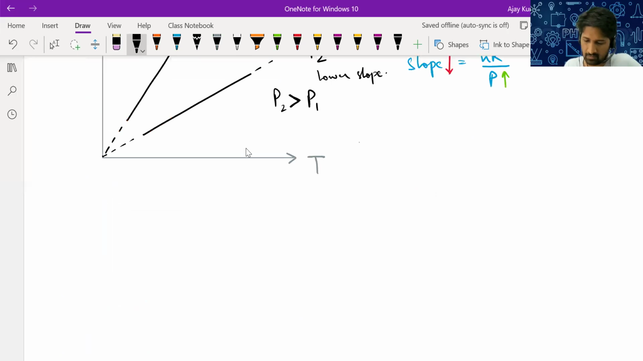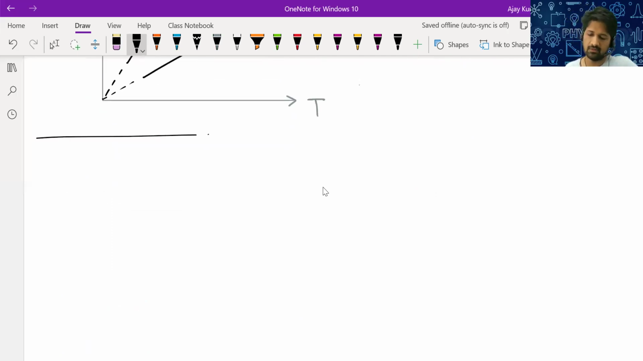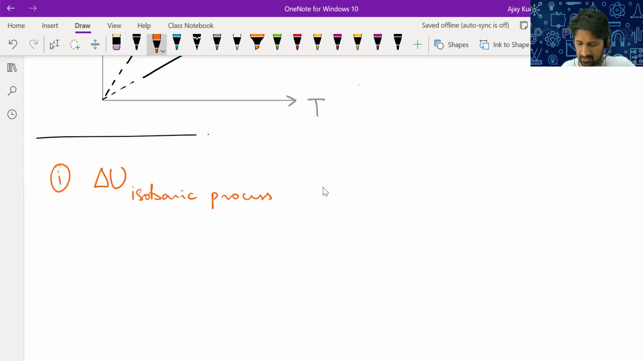Okay. The next thing we need to know is how to calculate delta U, delta W and delta Q in this kind of a process. We'll start with delta U, the change in internal energy in an isobaric process. At least now, one of you quickly tell me what is the basic formula for delta U from what we learned in Maxwell's law. Quick, I want answers, only then we can proceed.